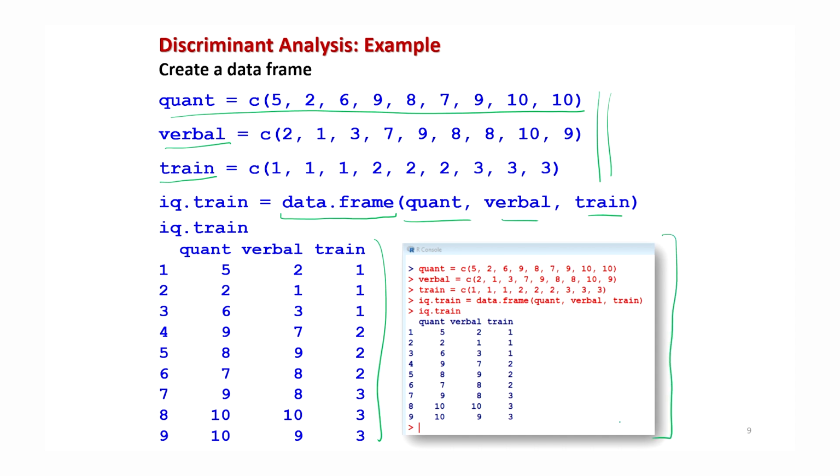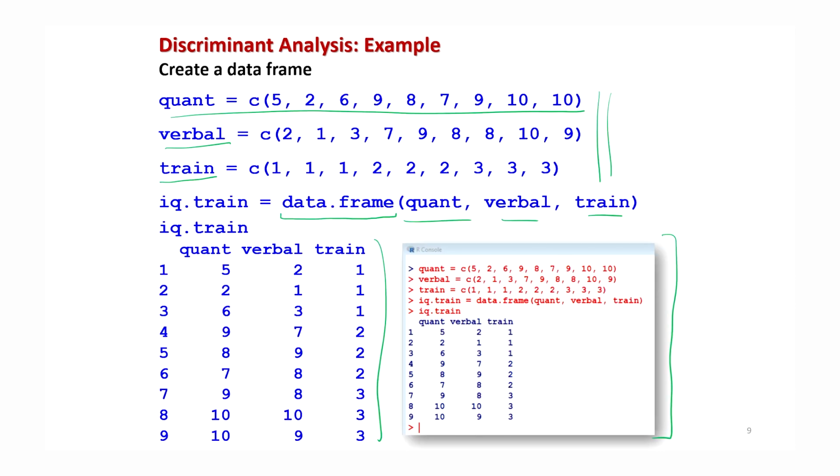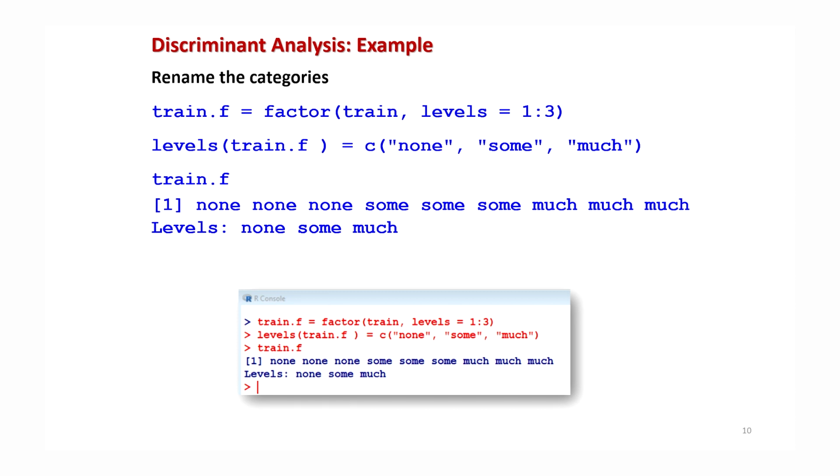I will show you, but at this moment it is important to understand what we are going to do. Now I need to create a categorical variable. Why? If you look at the data on training, it is 1, 1, 1, and there are 3 categories. So if you get an unknown person, then by looking at the scores on quantitative and verbal skill, you would like to classify the person into category 1, category 2 or category 3. That is why this is a categorical variable.